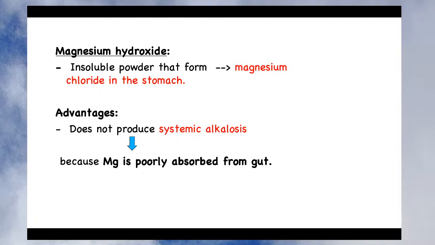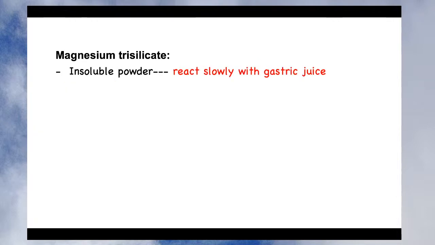As a result of that, it produces a local action in the stomach. So there is no systemic action. There is no systemic side effect. So it produces local action, which is actually needed in the treatment of gastric ulcer. Okay. The next drug is magnesium trisilicate.